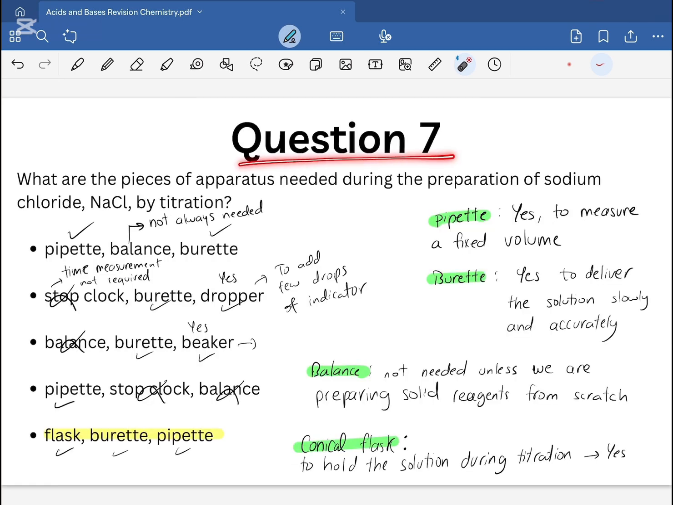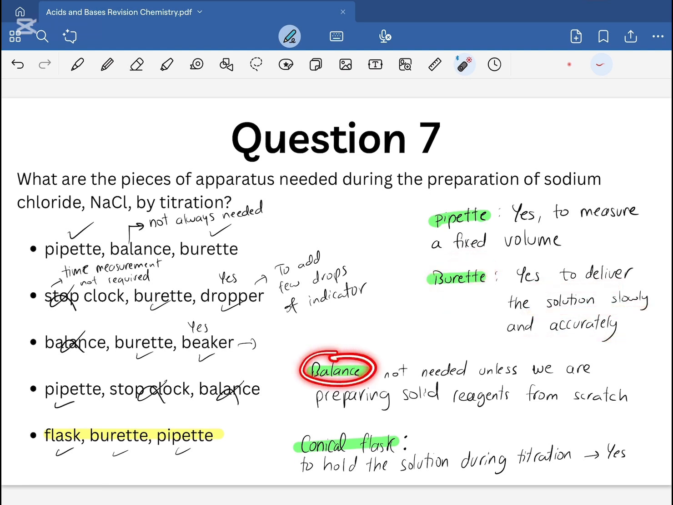So for question 7, the pieces of apparatus that we will need to prepare NaCl. NaCl is the salt, and it would be prepared, for example, from the strong base NaOH and the acid HCl. So we are going to need a pipette to measure a fixed volume. We're going to need the burette for titration to deliver the solution slowly and accurately.